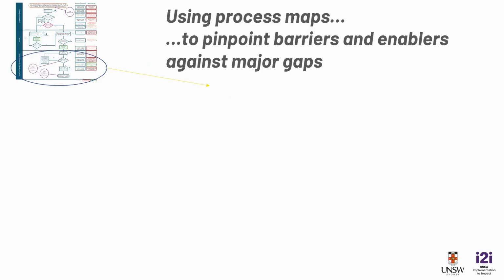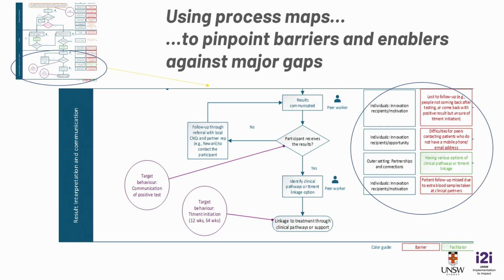So if I zoom in a bit and really pinpoint, we can see in that bottom side of the map, we've got 2 target behaviours for this particular site that we identified. One was around communication of a positive test, and the other was around treatment initiation within 12 weeks. And so then we can see that there's 4 different barriers that actually align with these 2 target behaviours.